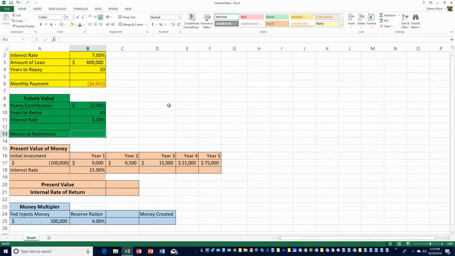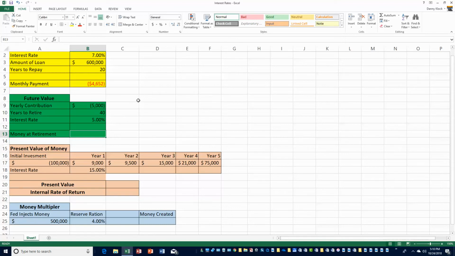So the next one with interest rates, the future value. This is basically you're saving money and you want to see how much money you'll have when you retire. So in this one, you're putting in $5,000 a year into your savings account. That's why it's a negative number, right, with parentheses. 40 years till you retire at 5% interest rate again. So how much money are you going to have when you retire?